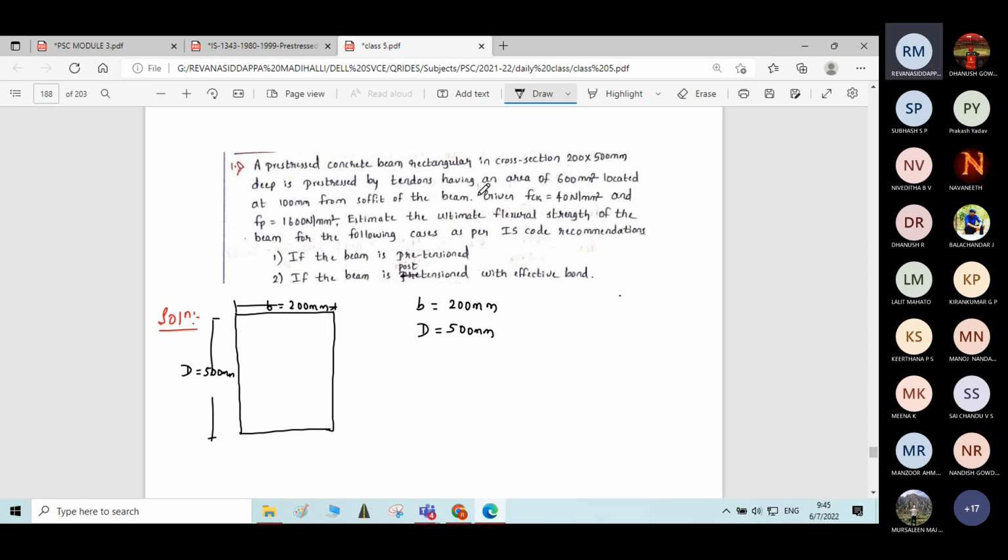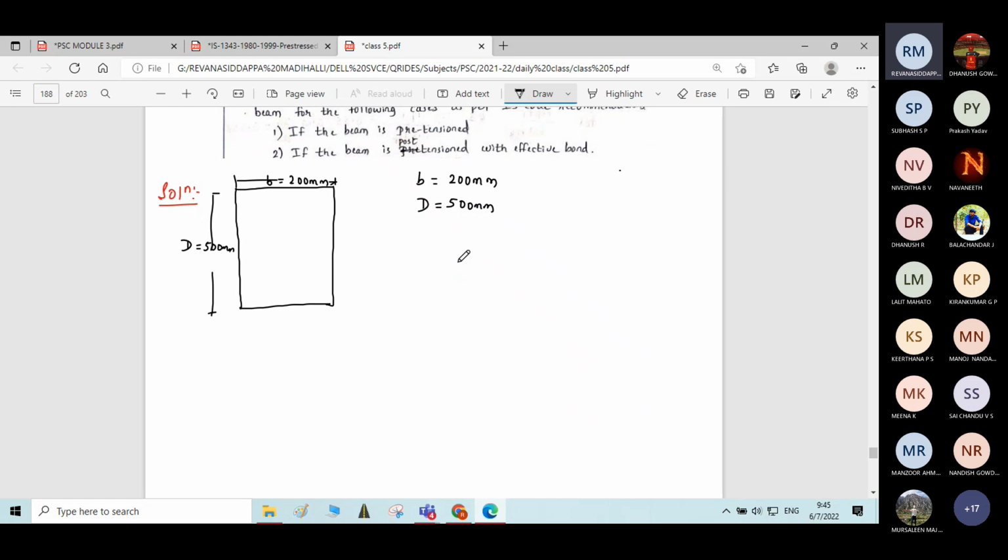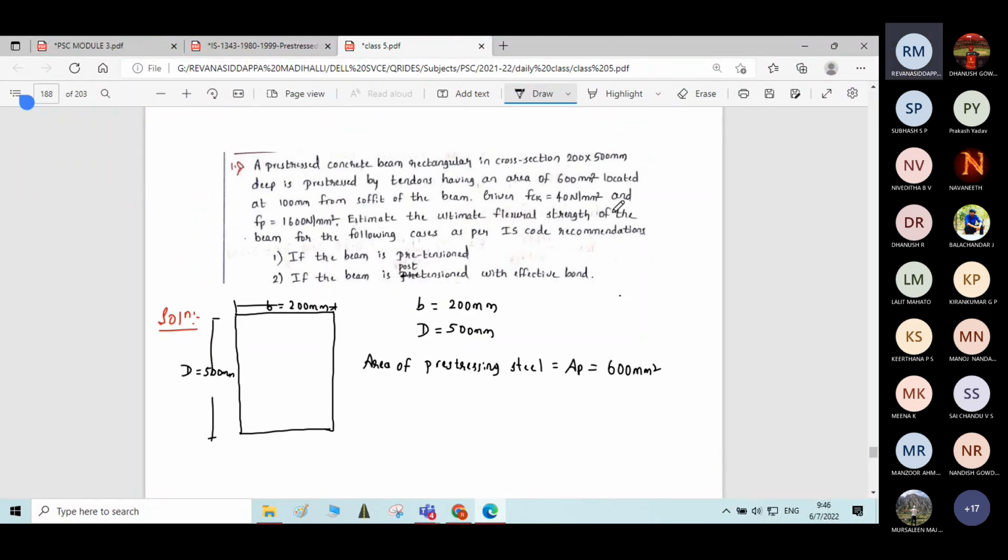The beam is pre-stressed by tendons having an area of 600 mm square. Area of pre-stressing steel is given. Okay. AP is equal to area of pre-stressing steel. AP is given as 600 mm square.